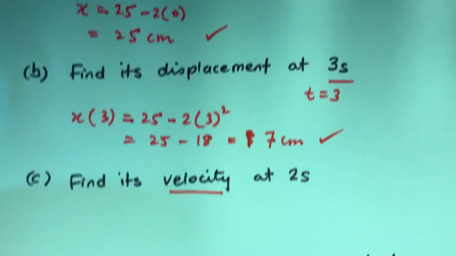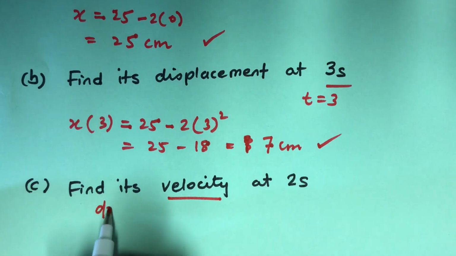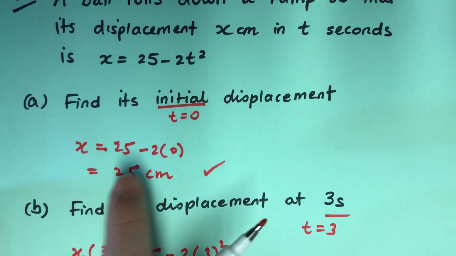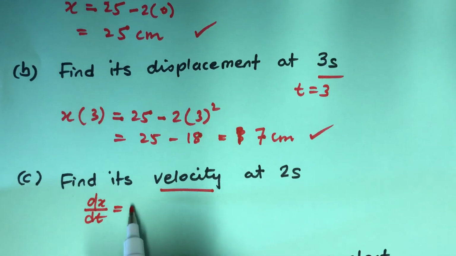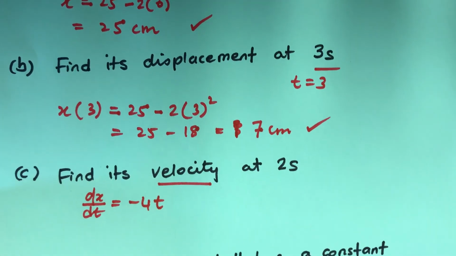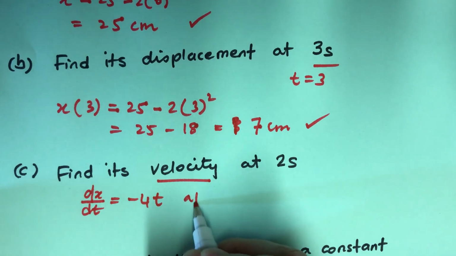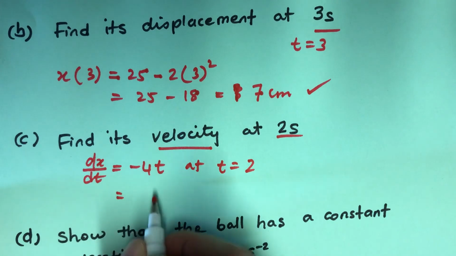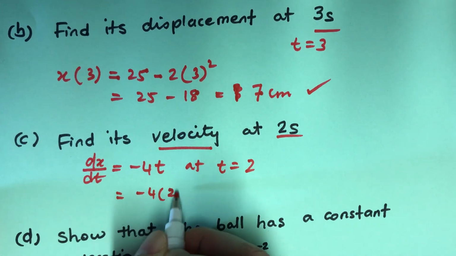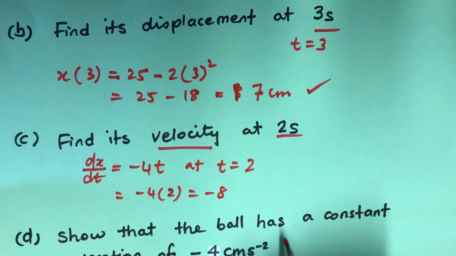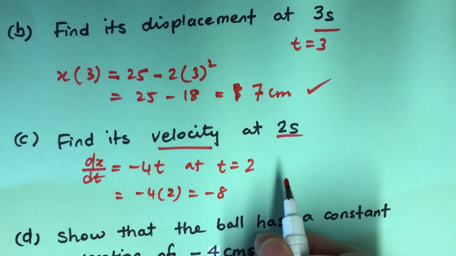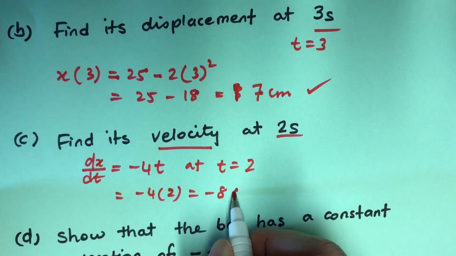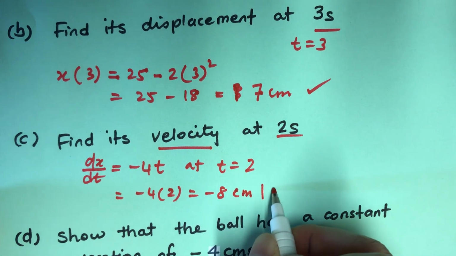Oh yes, that's a rate. So I've got to do dx over dt equals, so what was the equation? 25 minus 2t squared, okay, that looks like minus 4t. Yep, at t equals 2. So my velocity will be minus 8 centimeters per second.